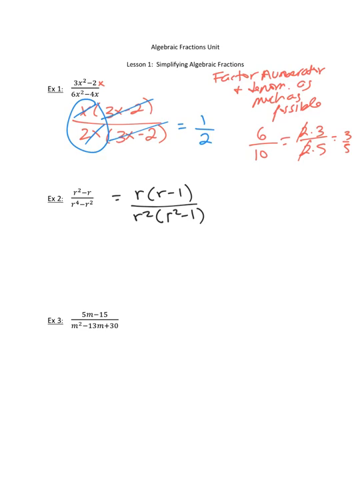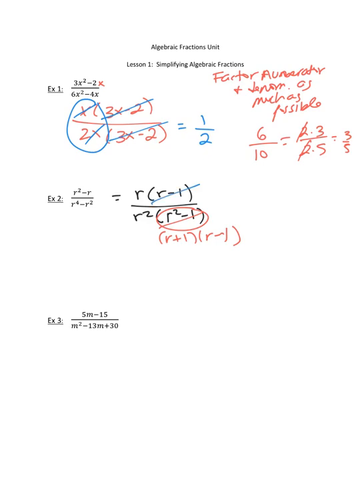Now, I can't cross cancel the r minus 1 with the r squared minus 1, but you'll notice that r squared minus 1 is a difference of squares. That can be factored again into r plus 1 times r minus 1. So this is gone. So now I have common factors.